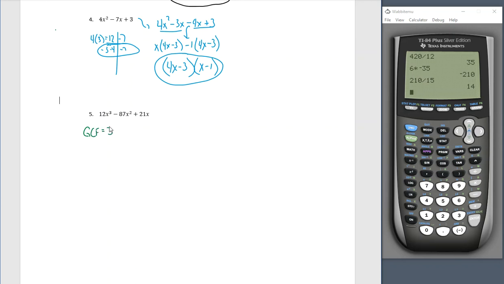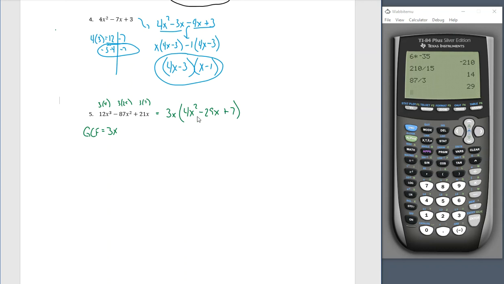12 is a multiple of 3. That's 3 times 4. 87 is a multiple of 3. I don't really know what the multiple is, but I can find it. 87 divided by 3 is 29. And 21 has a factor of 3. So my GCF definitely has a 3, and look at that. They all have x's. So I'm going to take out a 3x, and I'm left with a 4x squared minus 29x plus 7.